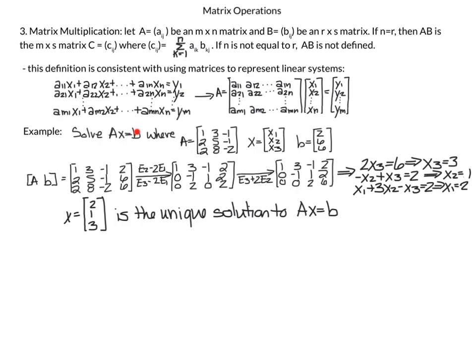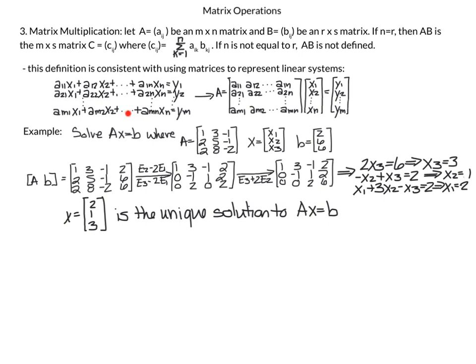This next example asks me to solve the matrix equation Ax equals b, where A is this matrix 1, 3, minus 1, 2, 5, minus 1, 2, 8, minus 2. x, again, is just our x vector, which is x1, x2, x3. And b is equal to 2, 6, 6.